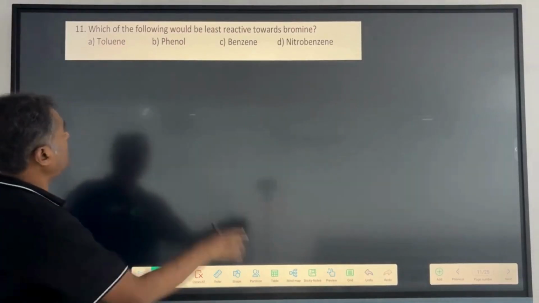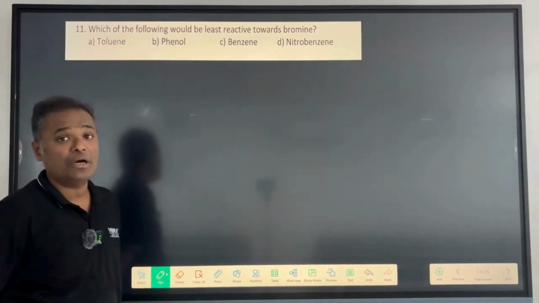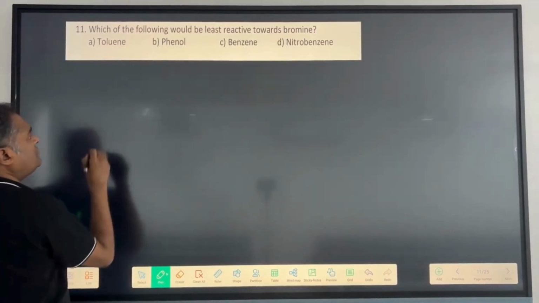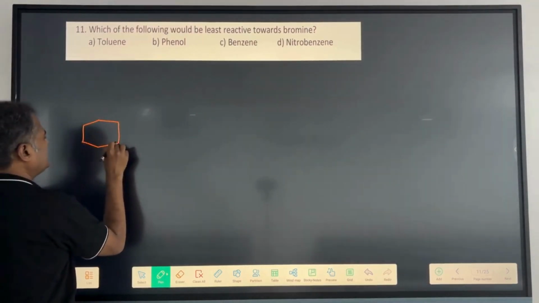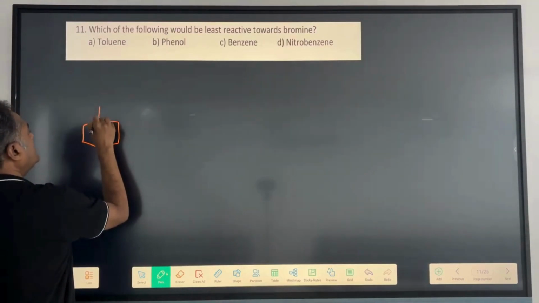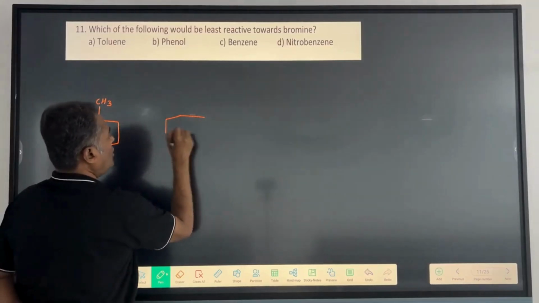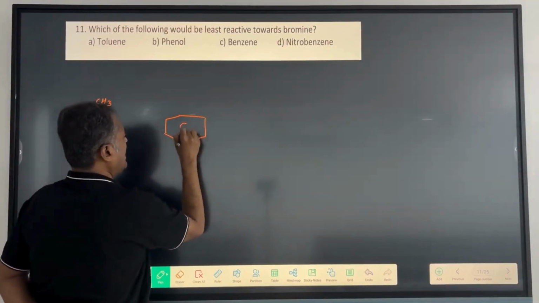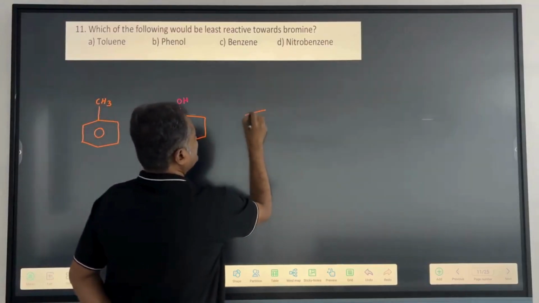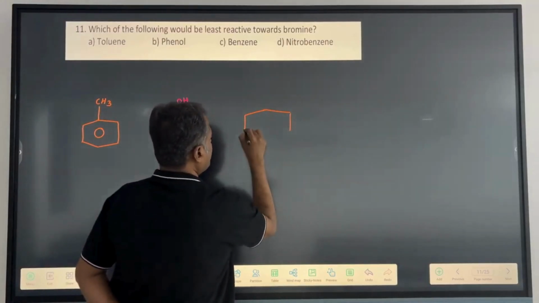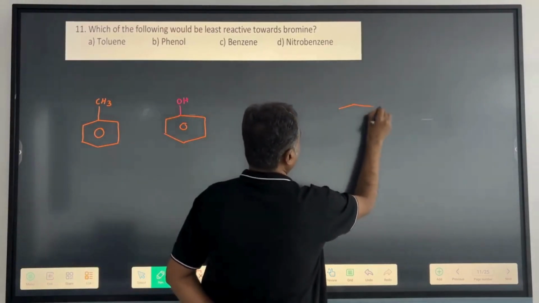Now, again what you can see, which of the following would be the least reactive towards bromine? Now, first of all, if you see there are 4 examples, I will just write the structures of those 4 examples. I have got over here a benzene ring containing a methyl group which is nothing but a toluene. The second example is nothing but phenol. So, benzene ring would have OH group over here. Now, next one is benzene itself, and the last one is nitrobenzene.